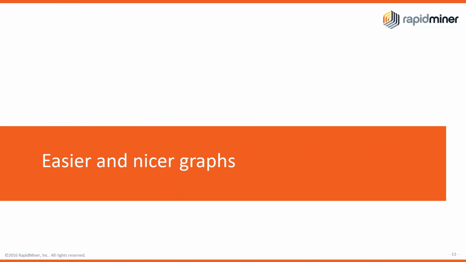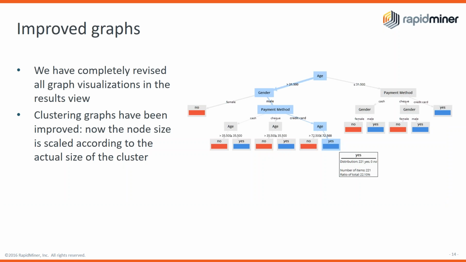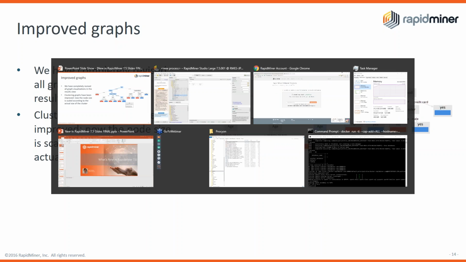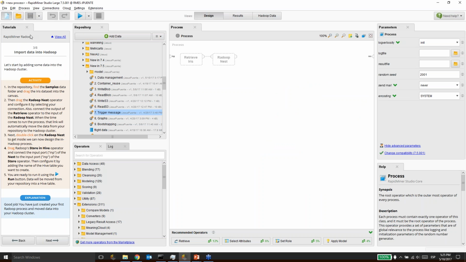Going back to the slides, apart from those new things, we have some nice improvements in the graphs that we show for models, basically. So we have really revised those, especially for decision trees and clustering, and there are also minor revisions for other graphs. Let me show some of that to you.